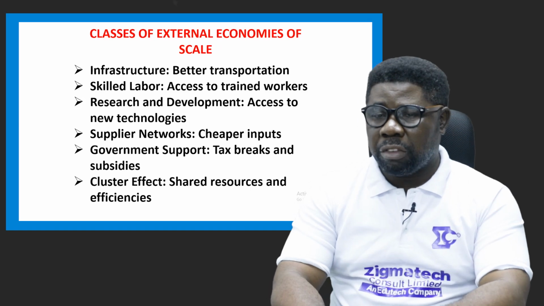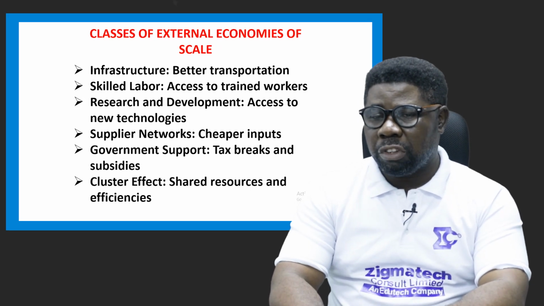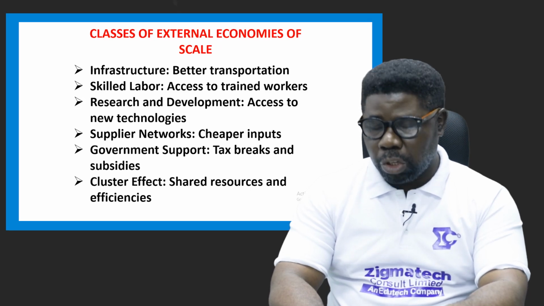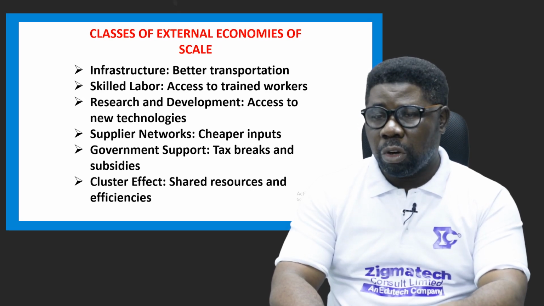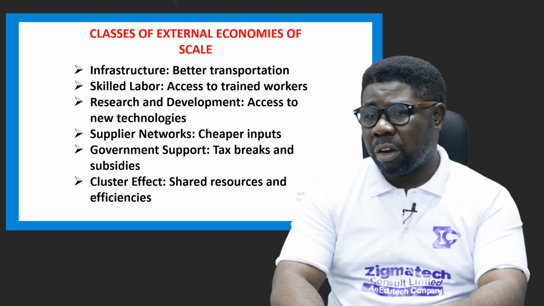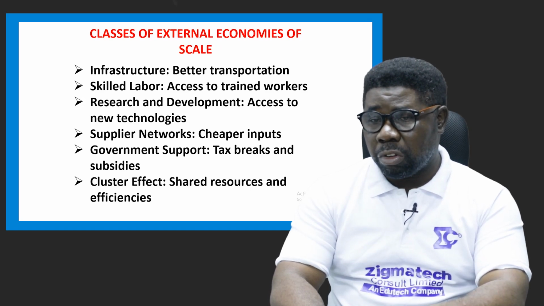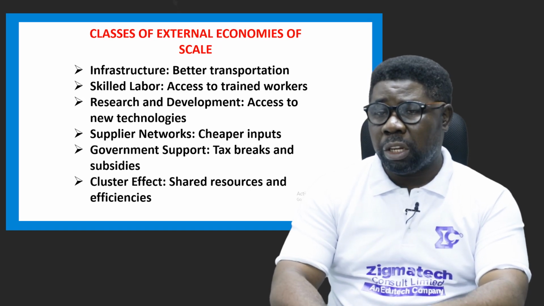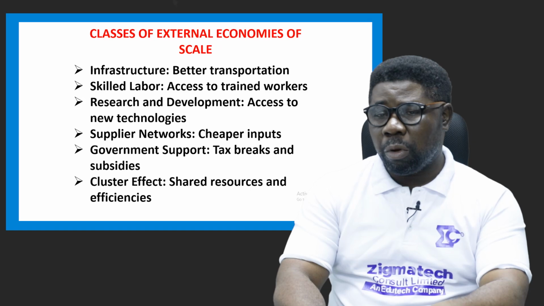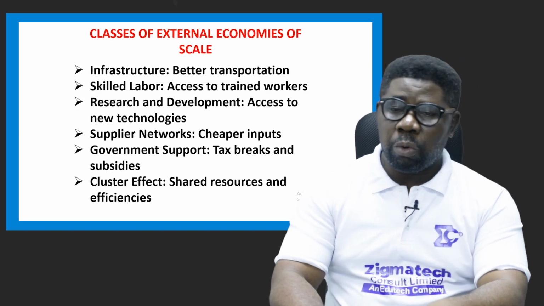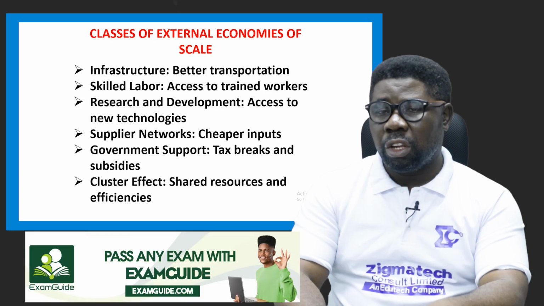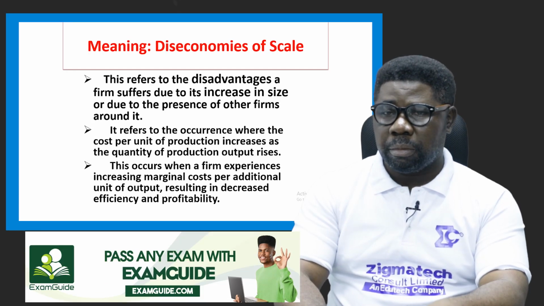Cluster effect, shared resources and shared efficiencies. Of course, when producers buy resources for production, raw materials, sometimes they don't need so much, so they will sell to others around. And those who supply these resources can also make deals with other ones that are not the original customers to bring them the same resources at the same or cheaper cost as the case may be. So that's what we call external economies of scale, and it is location based.